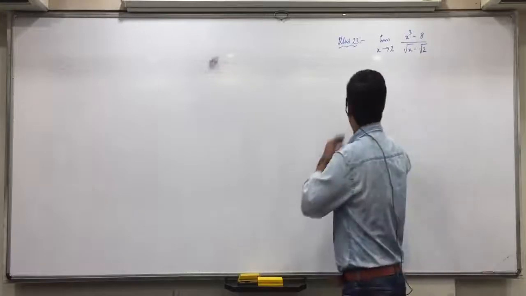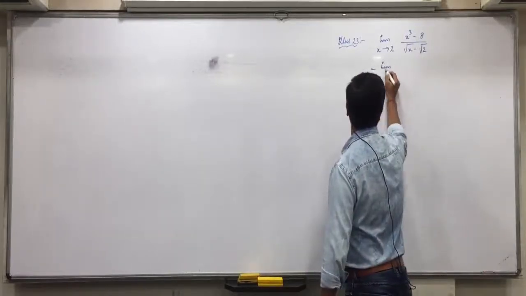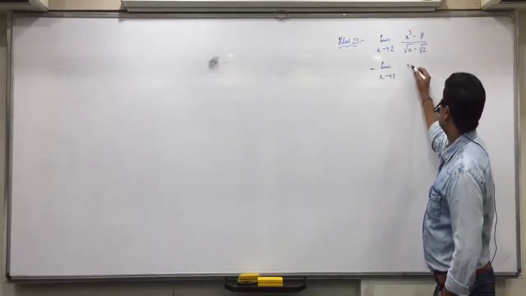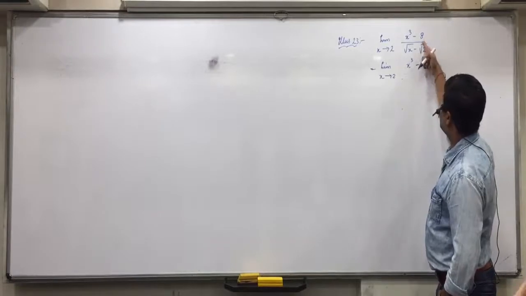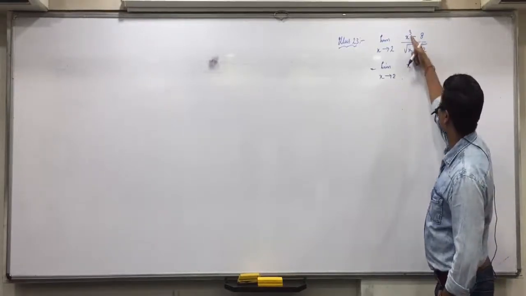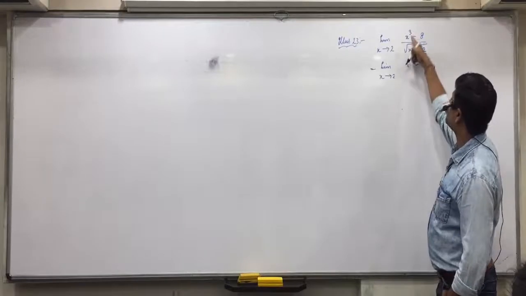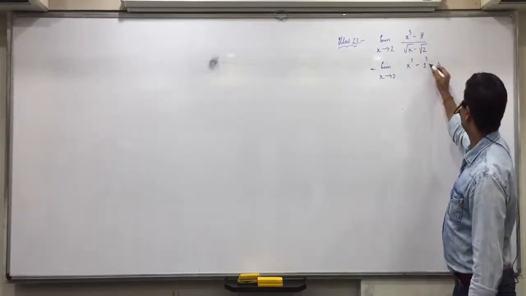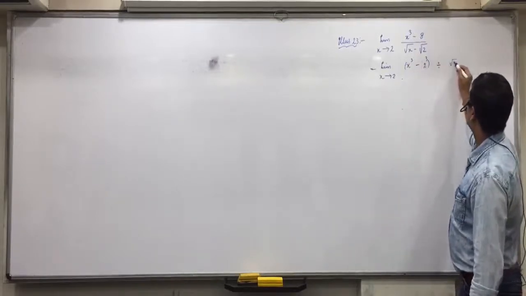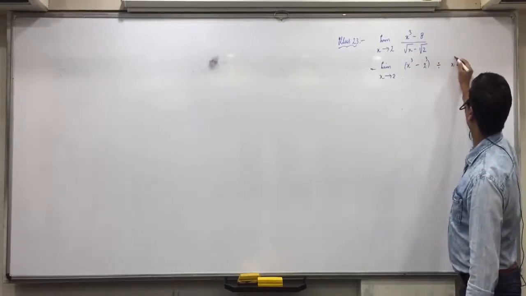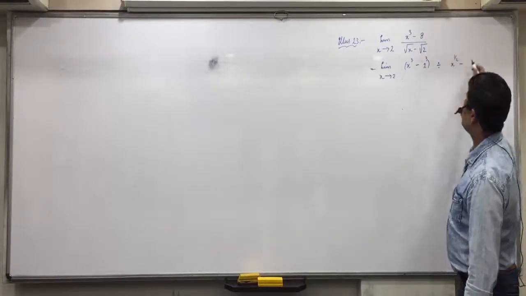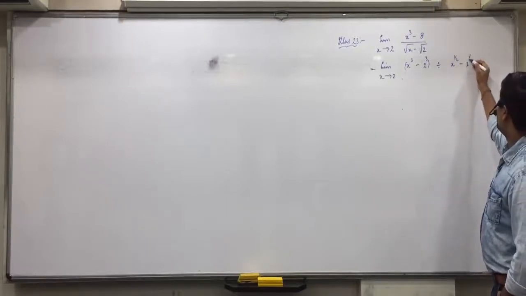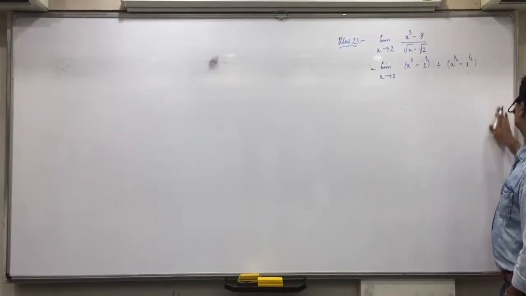First of all, what can be done is limit x tends to 2, x cube minus... I told you this number always replaces with this number and this power. So you write directly 2 raised to 3, which you can verify is coming as 8, divided by root x, which means x raised to 1 by 2, minus root 2, which is 2 raised to 1 by 2. Who all could get this correct?